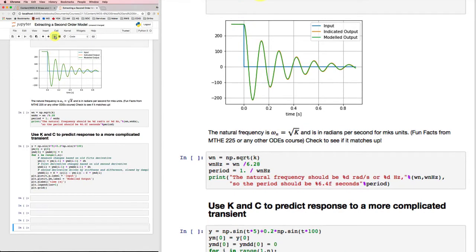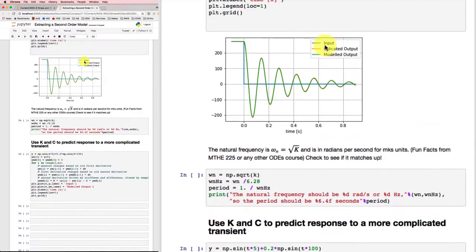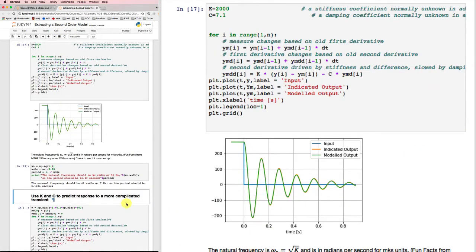So I've been able to now extract these values here. I've got some values for k and c, and the natural frequency is going to be the square root of that capital K in radians per second. So let's check and make sure it matches up. So if I run this, okay, so that should be about 44 radians per second, or 7 hertz. So the period should be about 0.1404 seconds. So going from there down to there and back up again, that looks like about 0.1404 seconds. So my natural frequency is matching up, and that's good.